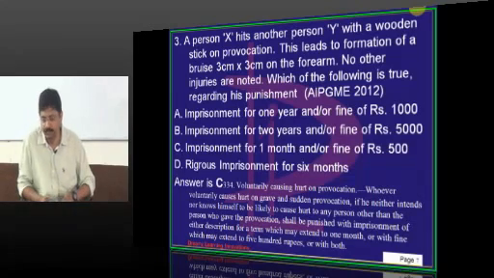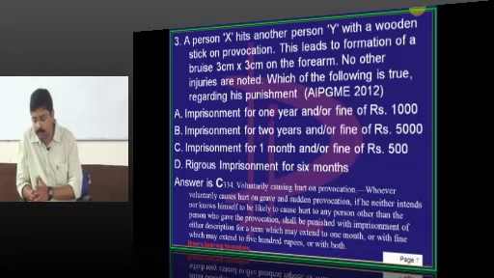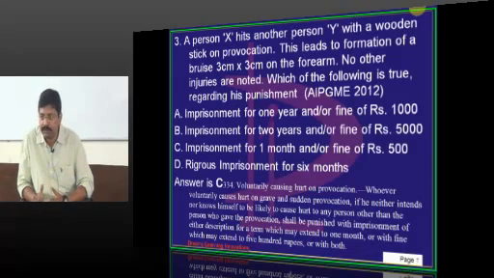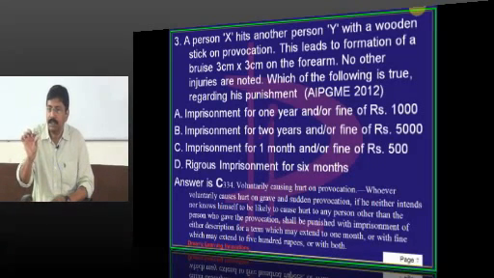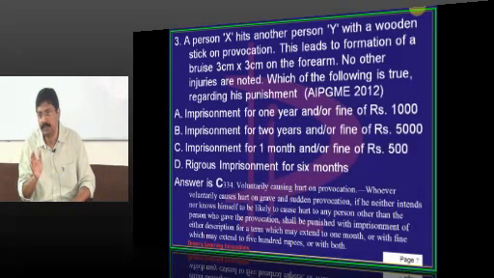So, again there is a difference between hurt, grievous hurt and simple injury. Hurt is something, a bodily injury or an infirmity or a disease which is caused by the other person. It is almost like a simple injury. You can call hurt and simple injury similarly. Okay. Hurt comes under section 319. Section 319 is also very, very important to remember. Immediately adjacent to that is section 320. Section 320 is grievous injury.